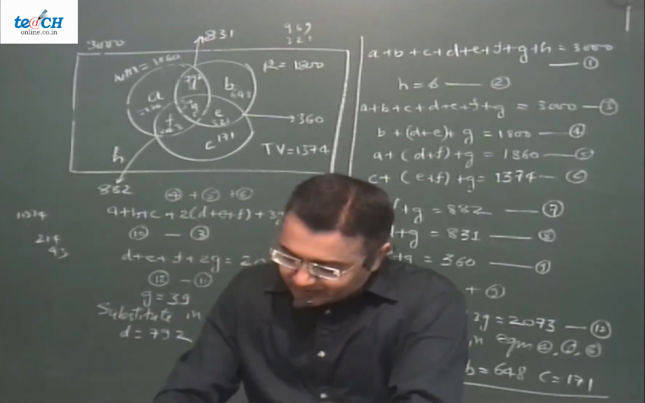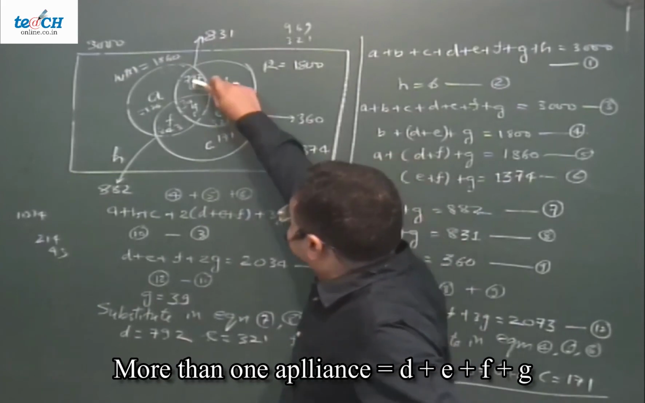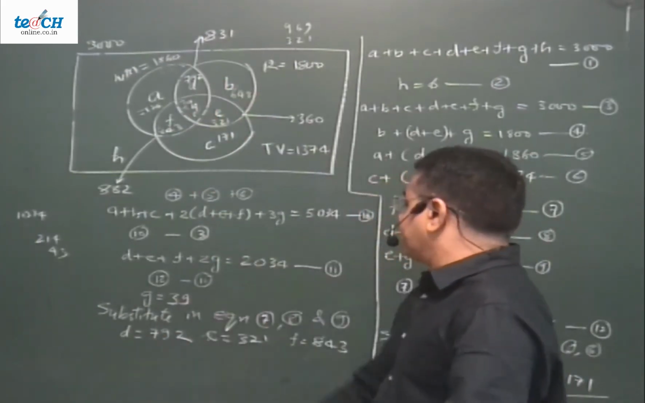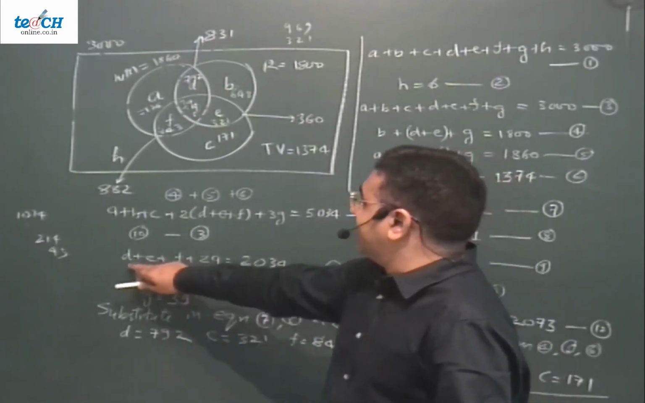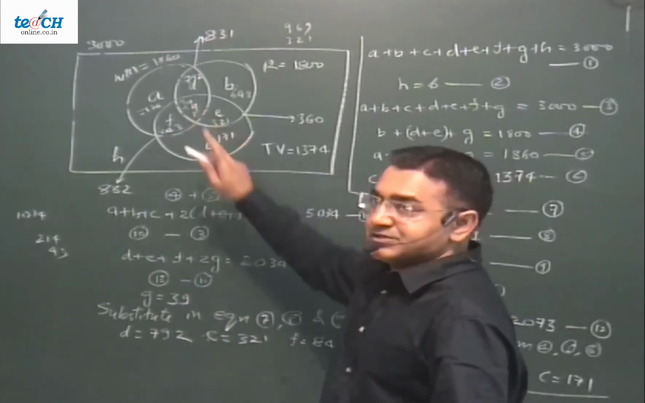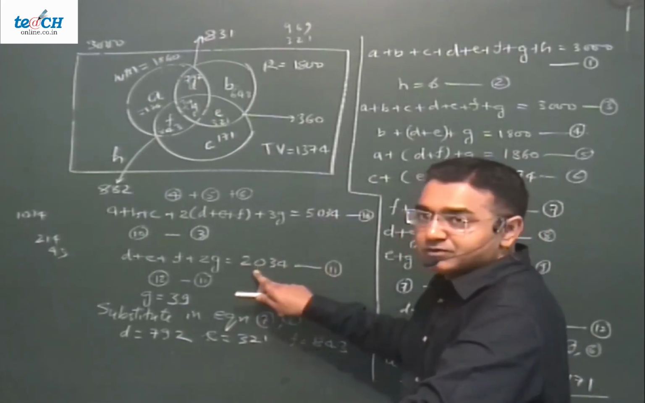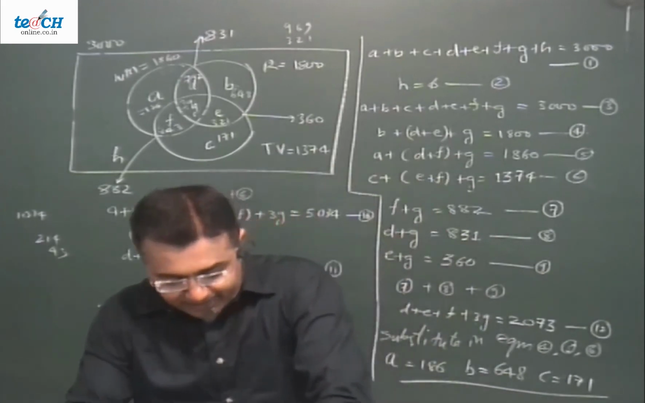Then, if you look at the 9th question, it says how many households with more than one appliance? More than one appliance is D, E, F, G. So what you're talking about is this plus this plus this plus this. If you add all this, do I have a better solution? Yes, you have D, E, F plus 2G. From this, simply subtract G. G is 39. So subtract 39 from 2034. First remove 2034. What is left is 2000. Out of that 5 more, 1995. The option number A is your answer.